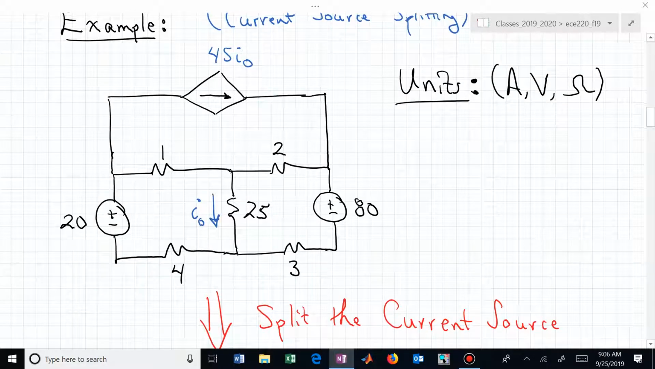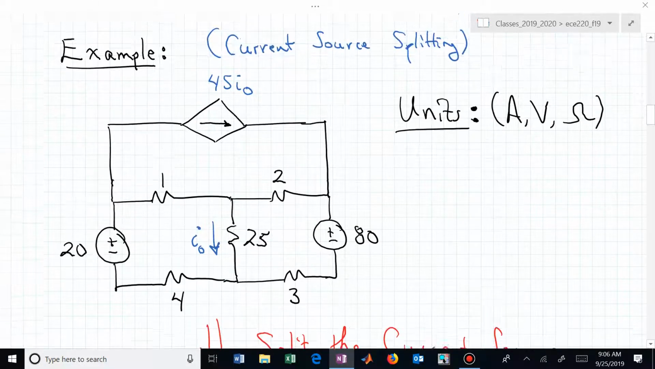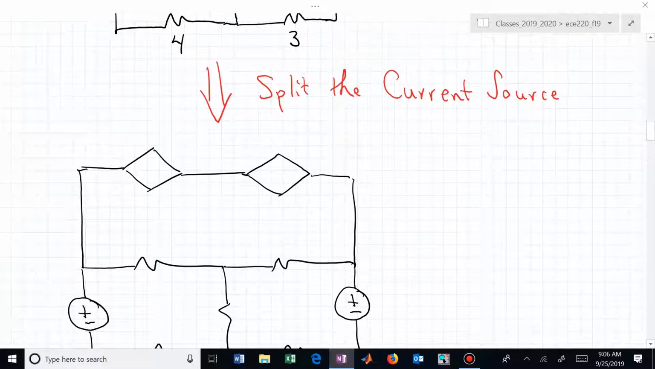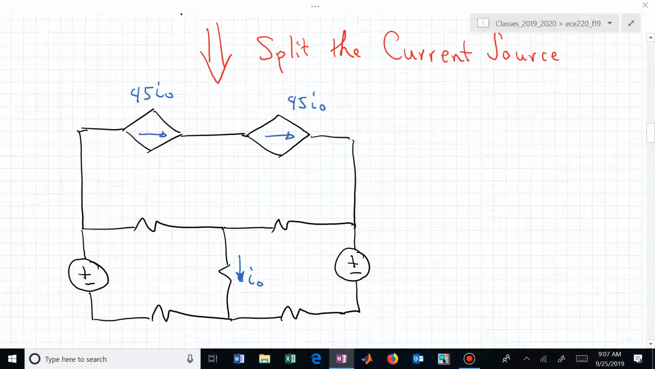If we split the current source using this idea, then that means that we need to put two dependent sources that look exactly the same in this redrawn or resketched version of the original circuit, where now we have the same current, and it depends on, so this is a dependent current source, but this is really all that we've done.